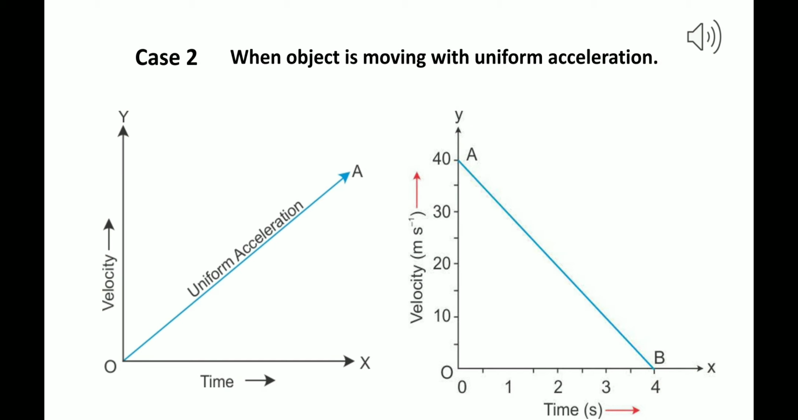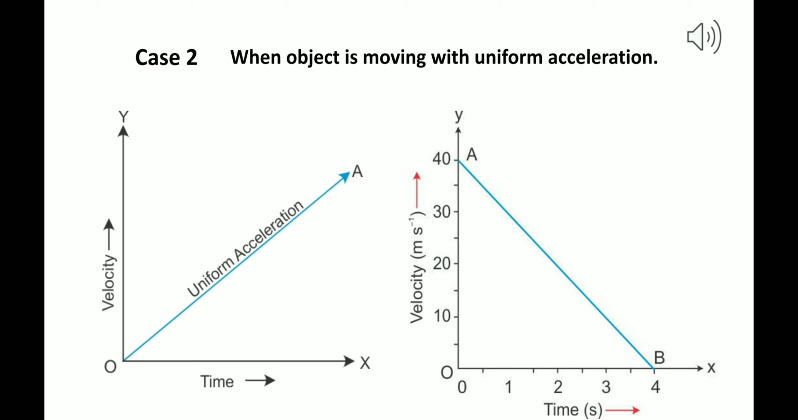Now, case 2, when the body is moving with uniform acceleration, that is, the graph is a slanting line making an angle with the x-axis. Uniform acceleration means that the change in velocity per time interval is the same.